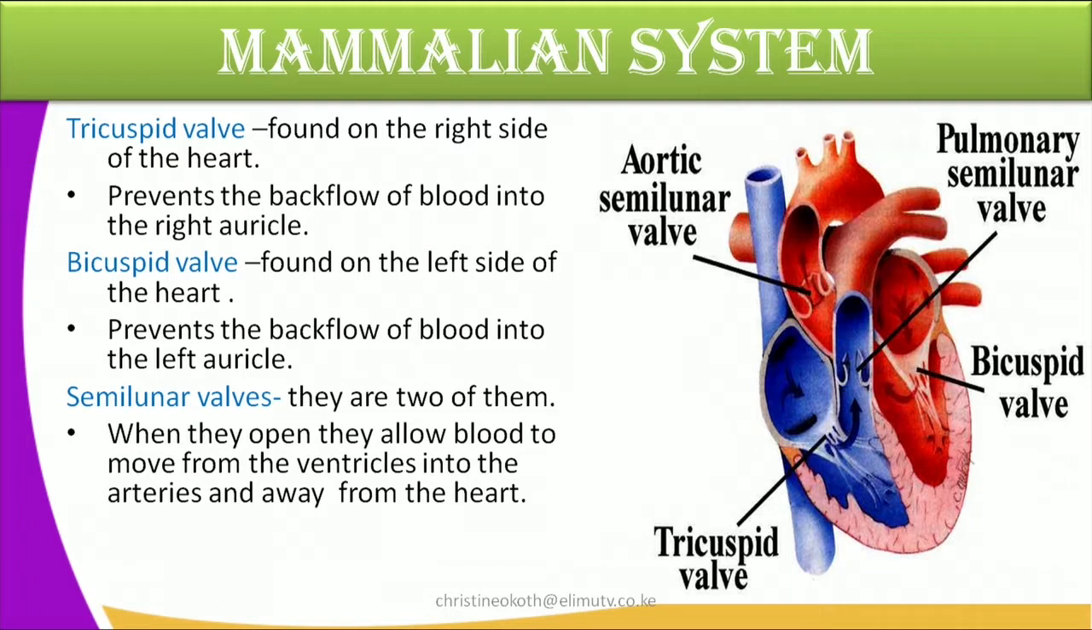Then we have the two semilunar valves we talked about. So there are two of them. When they open, they will allow blood to move from the ventricles into the arteries and away from the heart. Like when they open up, there will be blood that will be taken to the lungs. So the semilunar valves prevent the backflow of blood.